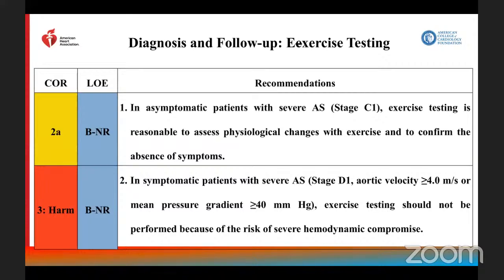For exercise testing, in an asymptomatic patient with severe AS, which is stage C1, exercise testing is reasonable to assess physiological changes with exercise and to confirm the absence of symptoms. It's a class 2A B. And in a symptomatic patient with severe AS, stage D1, exercise testing should not be performed because of the risk of severe hemodynamic compromise, and this is a class 3, which is harm.